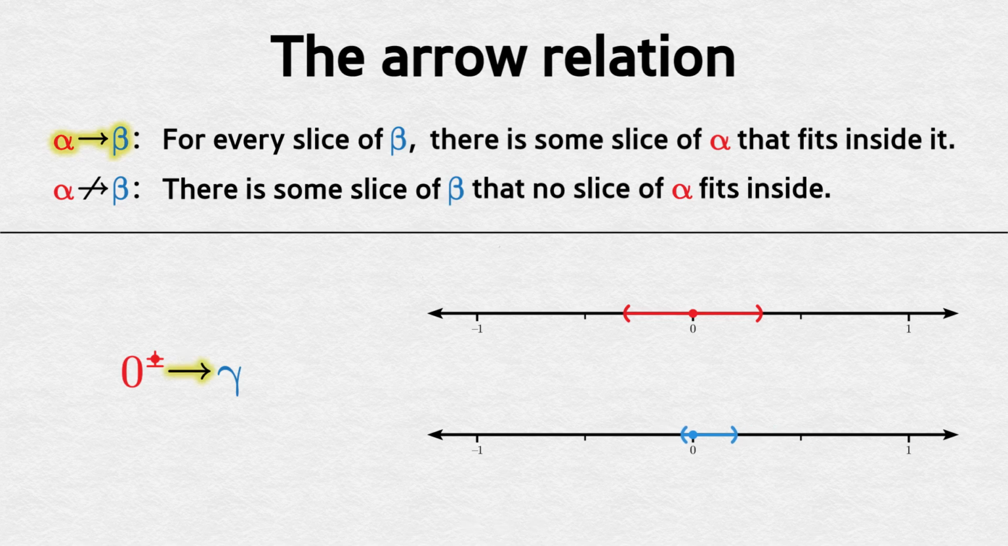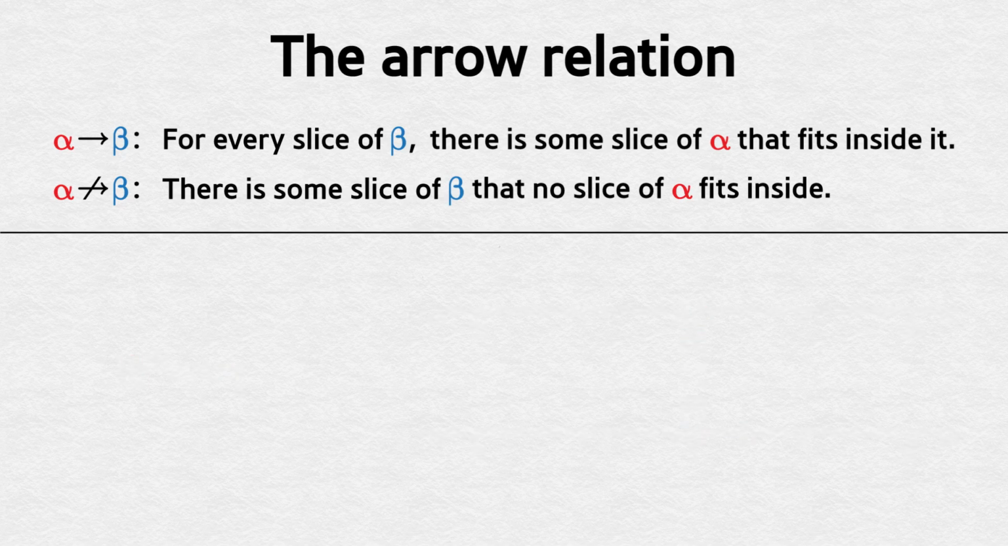Again, speed isn't an issue as long as every target can be hit. No matter how far gamma squeezes, 0 plus minus dot can squeeze enough to fit inside. This pair gives us an example of two distinct but equivalent near numbers. Since gamma fits into 0 plus minus dot, and 0 plus minus dot fits into gamma, we have that gamma is equivalent to 0 plus minus dot.